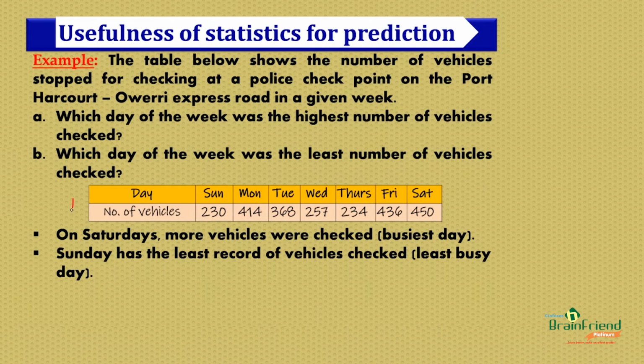From the table, you can see that 450 is the highest number we have, and 230 is the lowest number we have. So, on Saturday, more vehicles were checked, while on Sunday, we have the least record of vehicles checked. Let us look at another example.